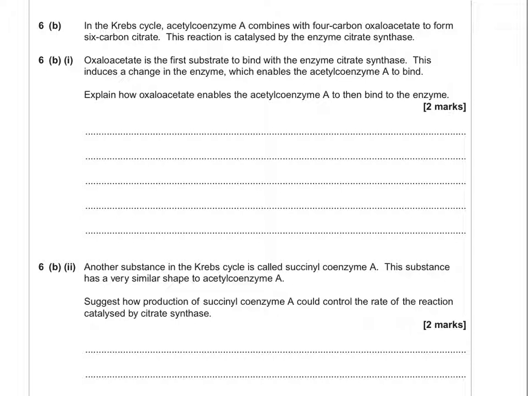Key thing here is to look for the clues. This looks a very complicated question, but when you look at the clues, for example, it talks about enzyme-catalyzed reactions, okay? If you look at that answer, you will know the answer, but you've got to look at the clues in the question.